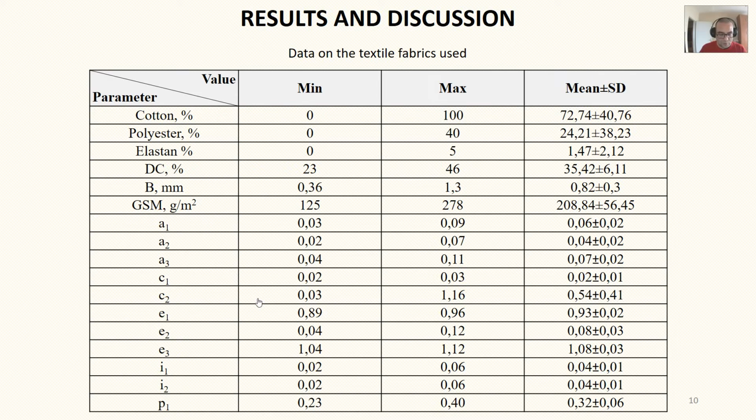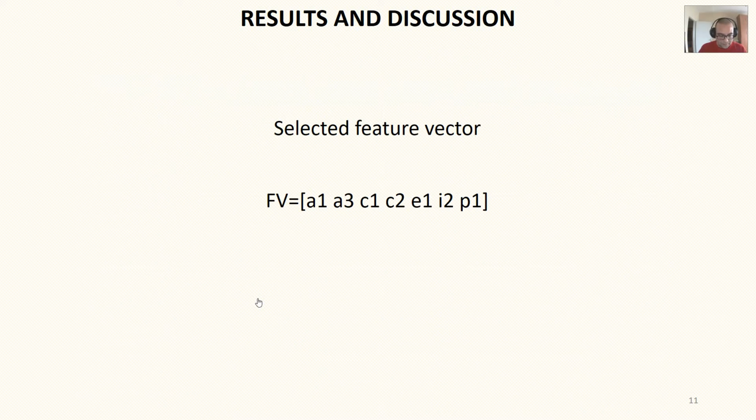The table shows data on the textile fabric samples used. They are represented by their minimum and maximum values, as well as by mean and standard deviation. After the selection of informative features, those that have weight coefficients above 0.6, determined by the relief method, were selected, and the number of features is halved. The presented vector of 7 features was obtained.